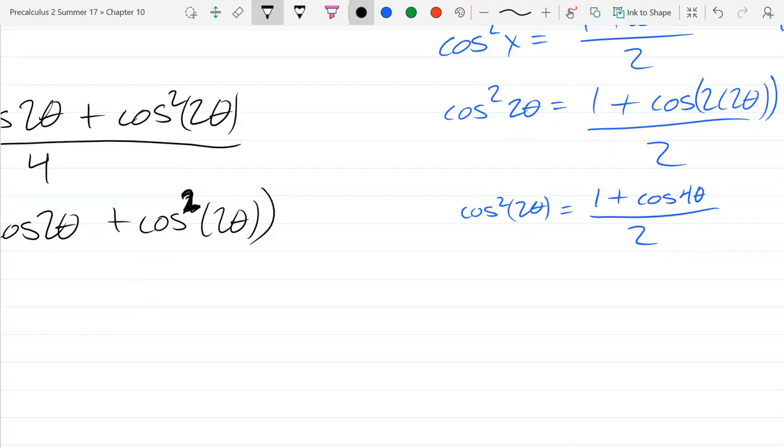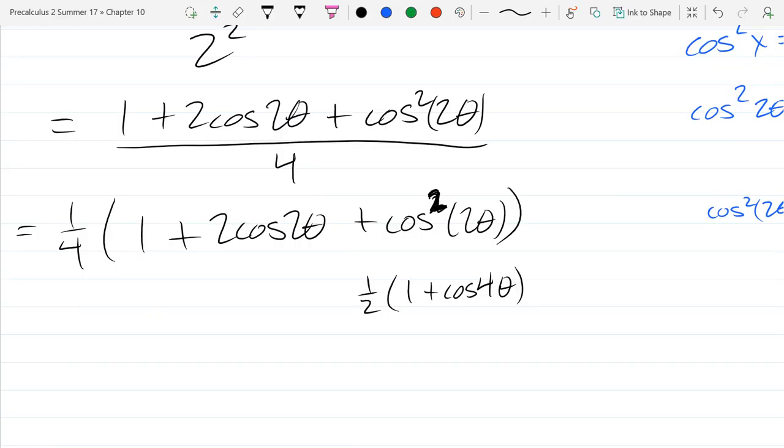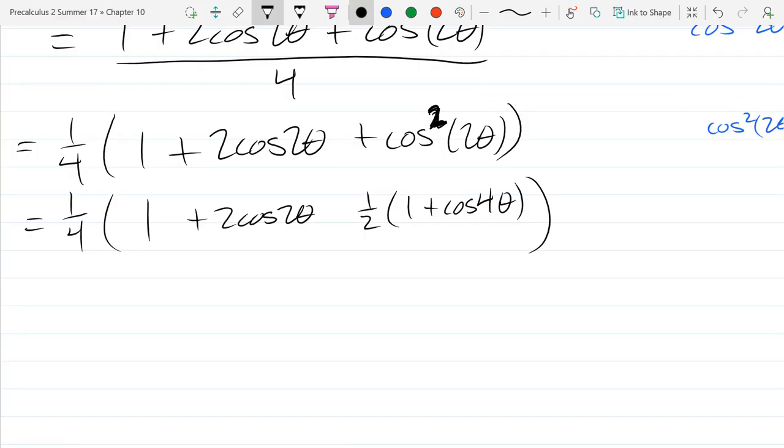Cos squared 2 theta is, I'm going to write that as 1/2 times 1 plus cos 4 theta. All right. And really, you're done here. You don't have to simplify this anymore. There's really not much more to do. The only thing I can think of doing is distribute right here.